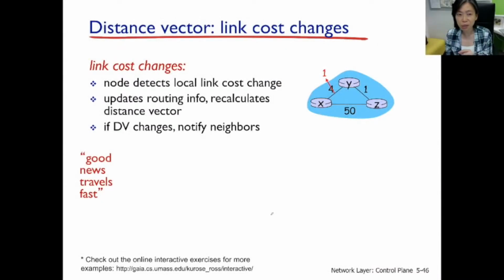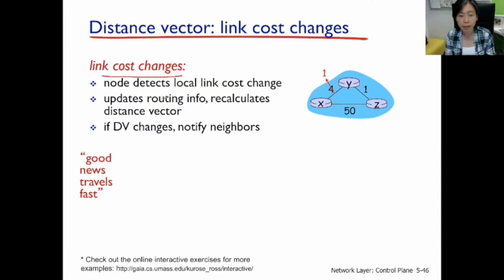So one very interesting property with distance vector routing is this. Whenever there's good news in the network, it travels really fast. When there's a better route, it gets propagated really fast and everyone converges really fast. But if it's bad news, meaning a route suddenly goes bad, it will take a long time for everyone to discover that the route is really bad and we should be going another way. So let me describe the first case, the good news travels fast case.